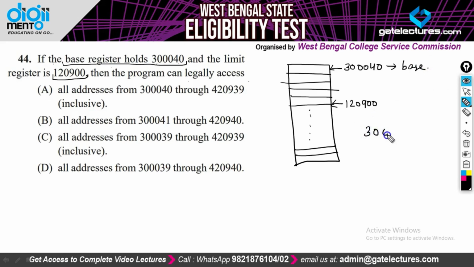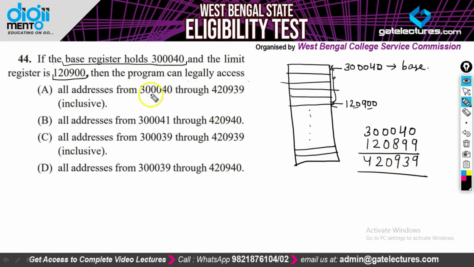So it will be calculated as it is, and for this it is beginning from 40, so we will reduce one value from it. We know why. So it will be 120899 up to this limit, right? But we are beginning from 40, so it will go up to 899. We will add because we want to find the amount of memory this particular program can legally access.